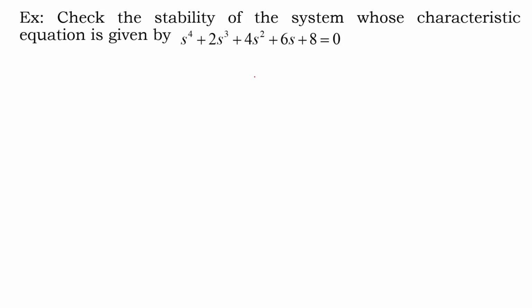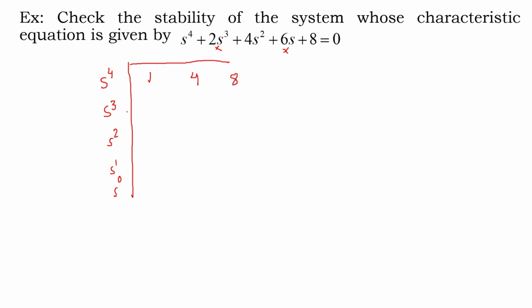Okay, now we'll calculate the stability of the given polynomial which is of order 4. So the first step is we have to write s in descending order, s raised to 4, 3, 2, 1, 0. In the first row I have to write the coefficient of s raised to 4. The coefficient of s raised to 4 is 1. You have to leave this term to consider the next term, that is 4. You have to leave this term to consider the next term, that is 8.